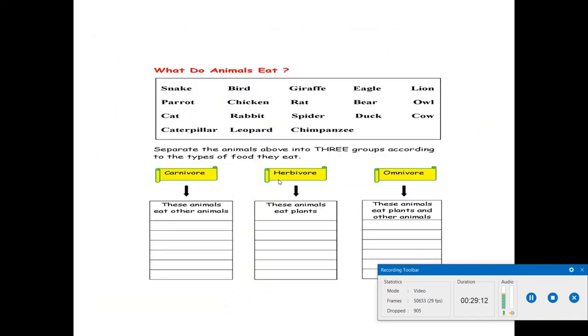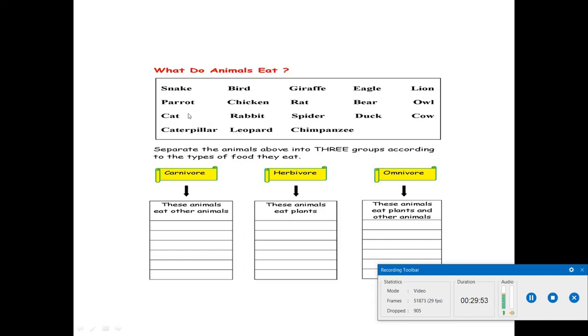Dear students, here is an activity sheet for you. Now you have to classify these animals which are given in the box into their eating habit. What do they eat? Based on that, you have to classify them as carnivore, herbivore or omnivore. You know that carnivores are animals that eat the flesh of other animals. Herbivores are the animals that eat plants. Omnivores are the animals that eat both plants and other animals.